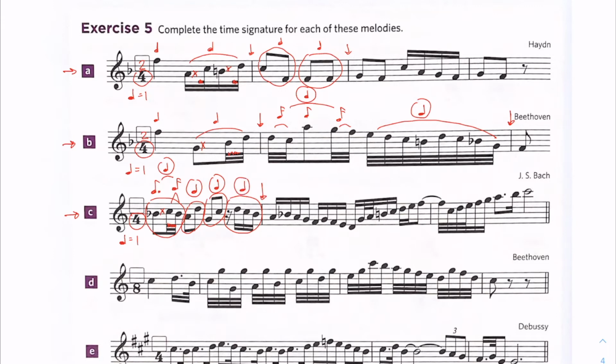Then there are 4 semiquavers, which is a crotchet as well, bar line. So altogether there are 1, 2, 3, 4 crotchets. So the answer is 4 4 times.